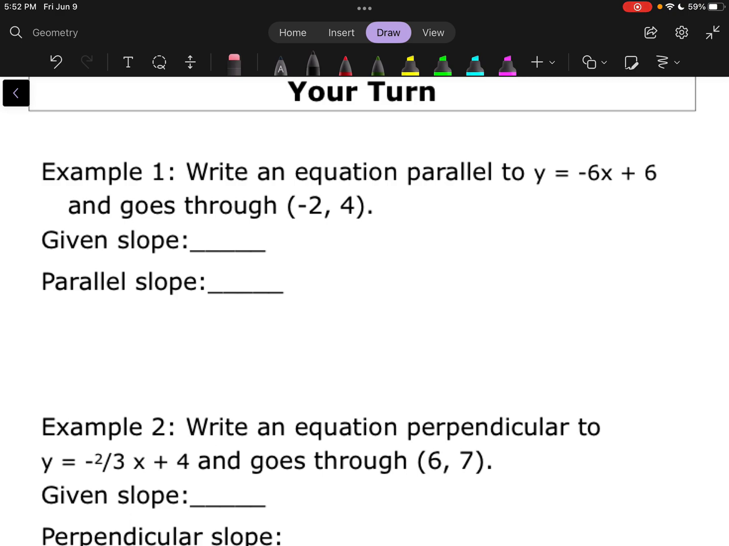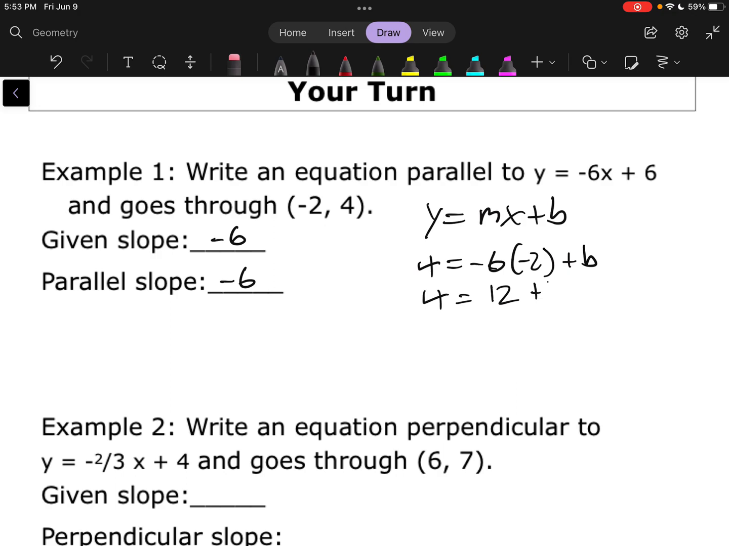All right, on this first one, your given slope was -6, so your parallel slope should have been -6. So this will be y equals mx plus b. Plugging things in should have been 4 is equal to -6 times -2 plus b. That's 4 is equal to 12 plus b. Subtracting the 12 gives you -8. So this should have been y equals -6x minus 8.